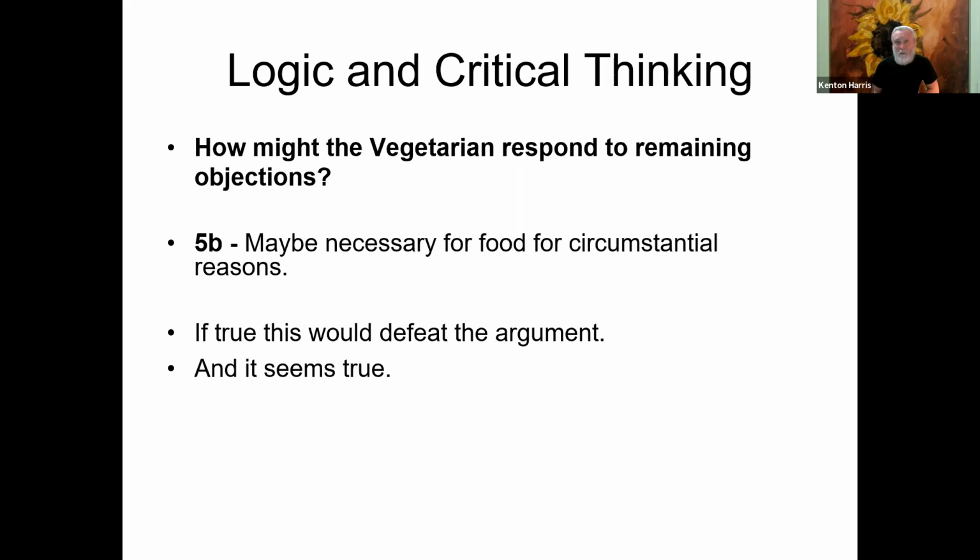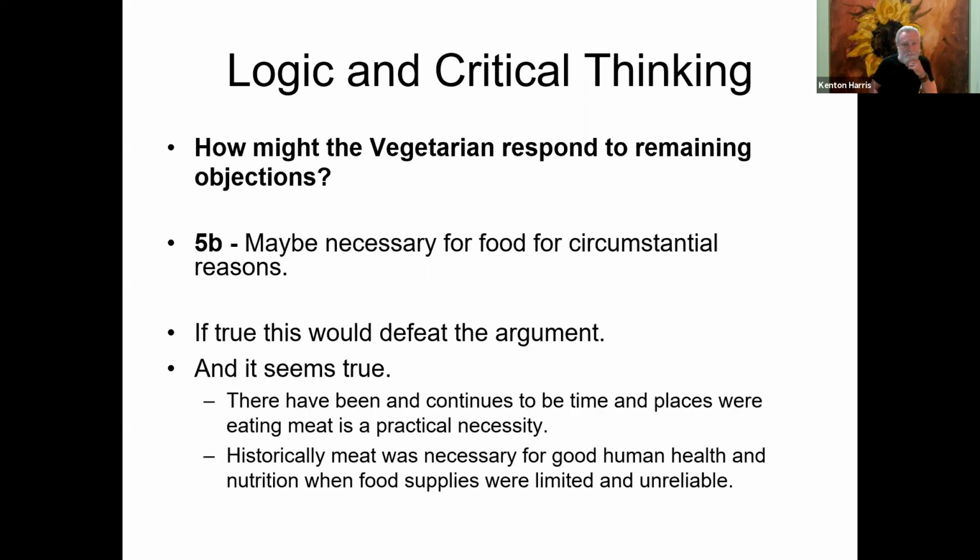Historically, we believe that one of the reasons human beings started herding animals was so that they would have year-round access to nutritious food when the crops fail or during the winter or that sort of thing, right? So again, there have been and continue to be times and places where eating meat is a practical requirement for good health and human nutrition, given the circumstances. Historically, meat was necessary for good health and human nutrition when food supplies were limited or unreliable.